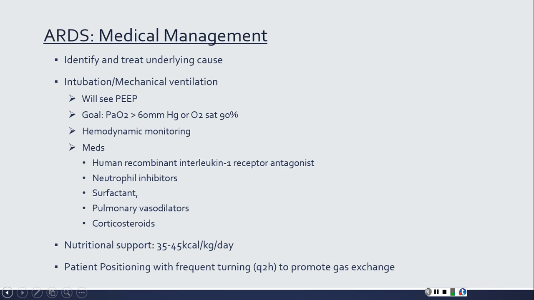All right, some of the meds we've got: human recombinant interleukin-1 receptor antagonist, neutrophil inhibitors, surfactant, pulmonary vasodilators, and corticosteroids. One of the big things here is going to be nutritional support. We want to make sure that the patient gets in at least 35 to 45 calories per kilogram per day. High protein. We want the biggest bang for our buck here.